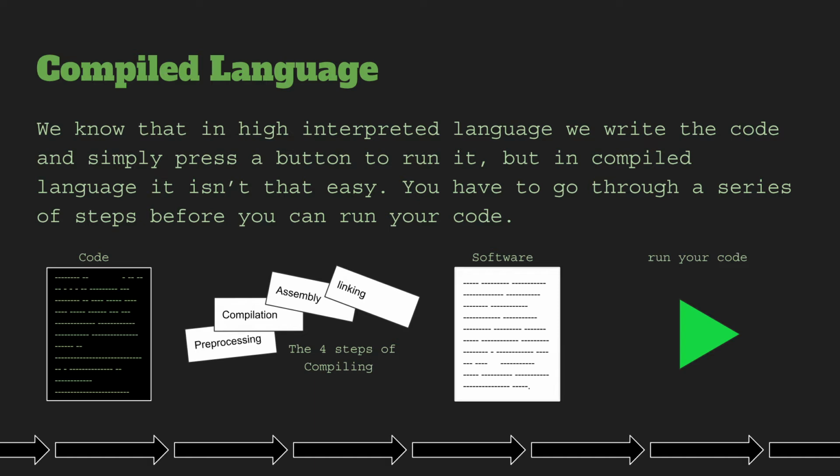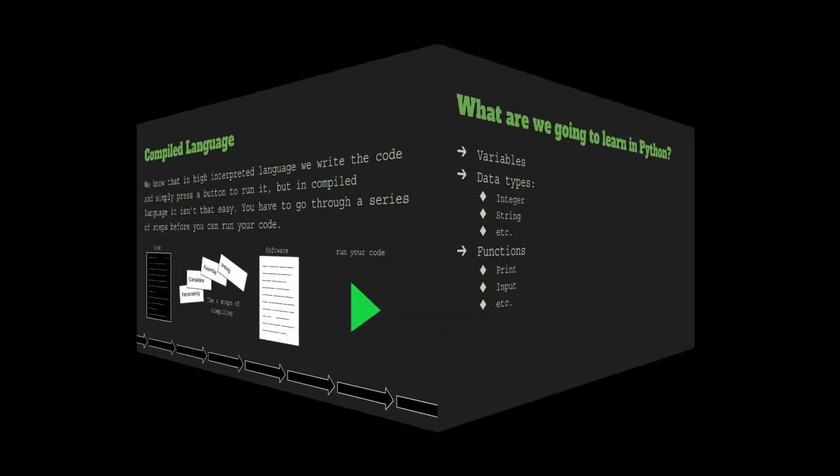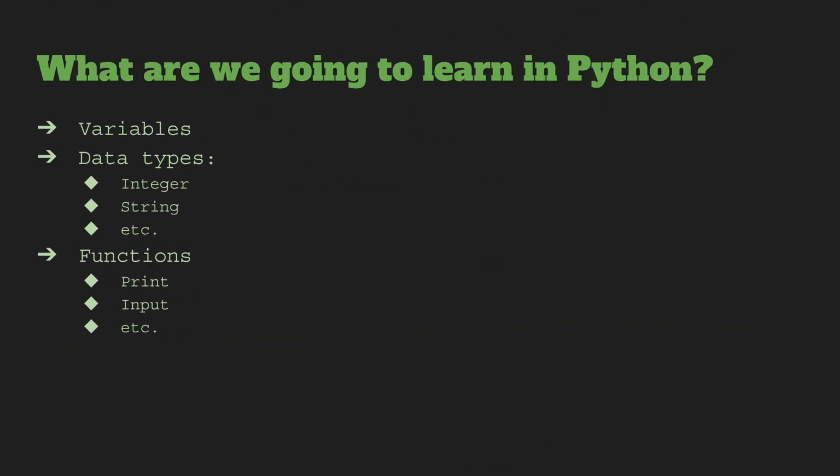So let's see what we're going to learn today in Python. Today we're going to learn about variables, data types, and functions. The data types we'll be learning about are integer and string. The functions we'll be learning about are print and input. So first, we're going to see how to print integers and strings in Python.